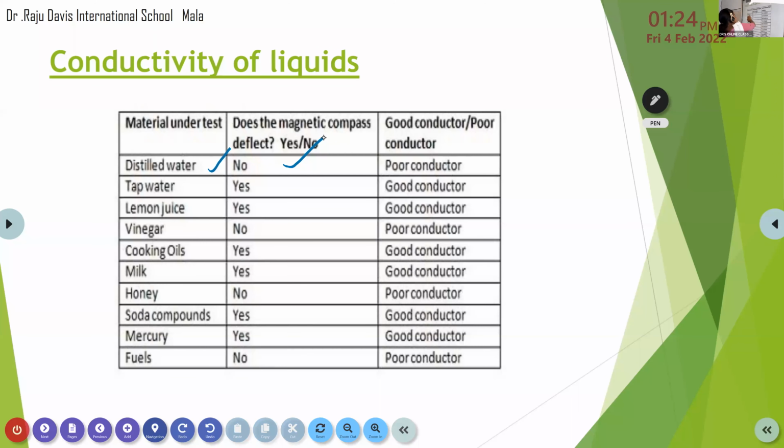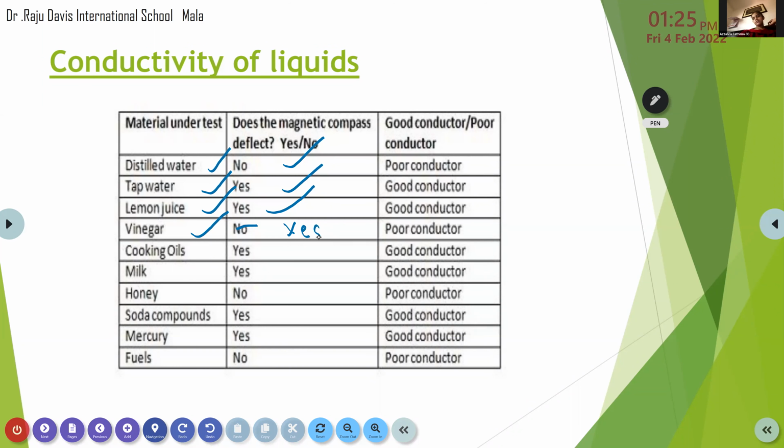Okay. Then the second one is tap water. Is there any deflection? Yes, it conducts electricity. And lemon juice? Yes, it contains acid, so it conducts electricity. So there is a deflection. Then what about this vinegar? Is there any deflection? Yes, some deflection is there.